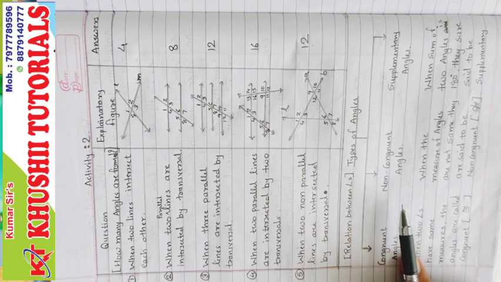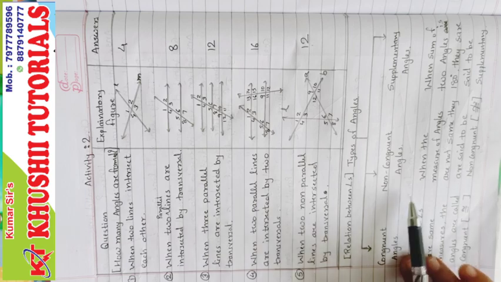Non-congruent angle. What do you mean by non-congruent angle? Simple, when they are not of equal measures. Angle A 50 degree. Angle C 40 degree. So angle A is not congruent to angle C because the measurements are not same.